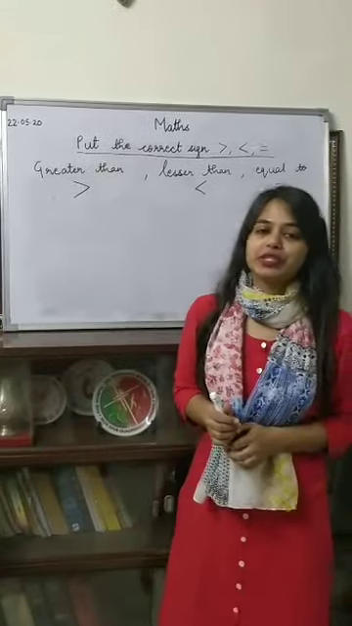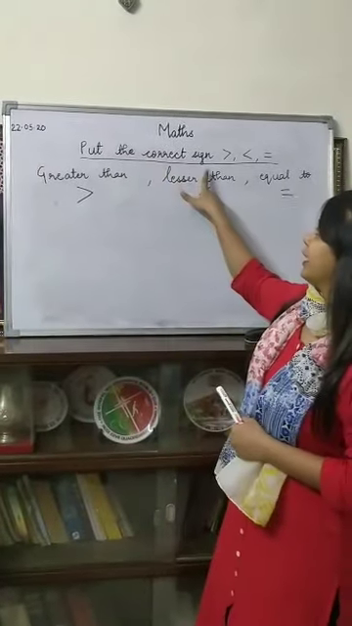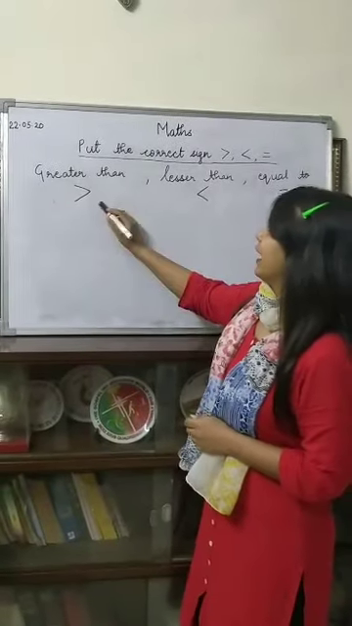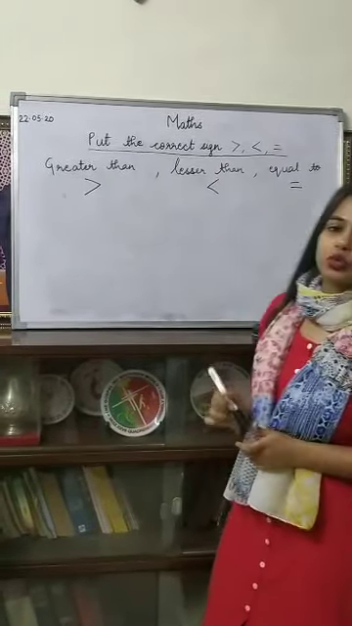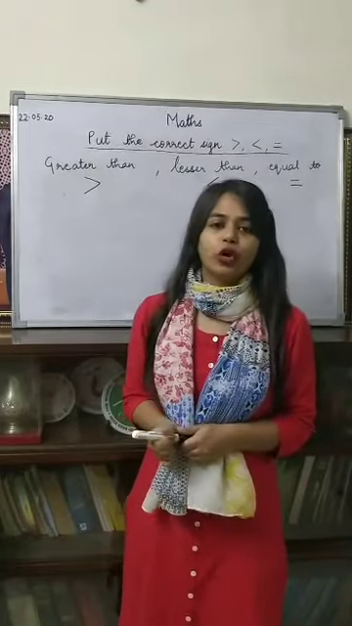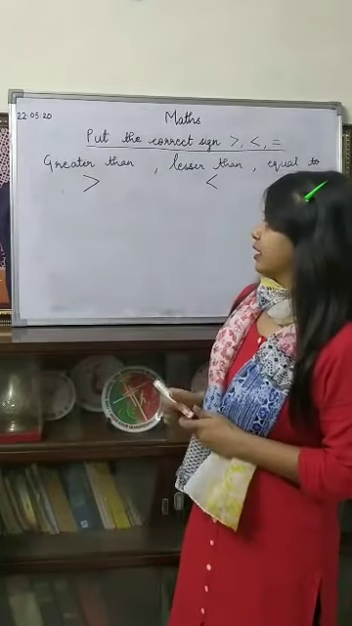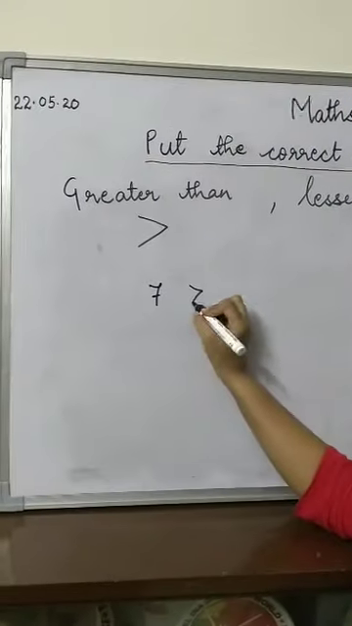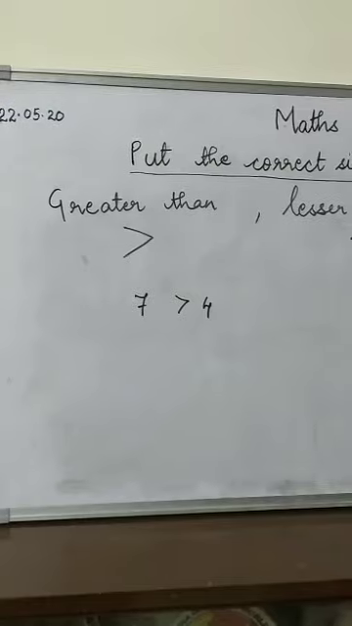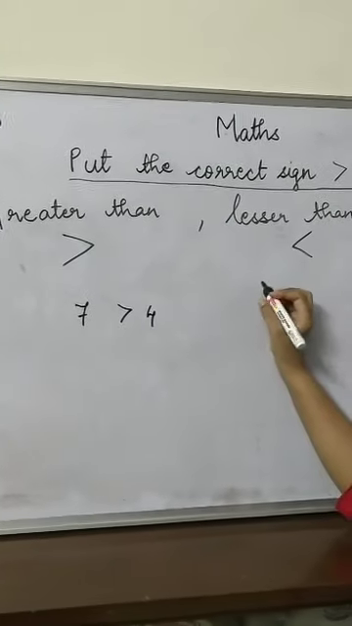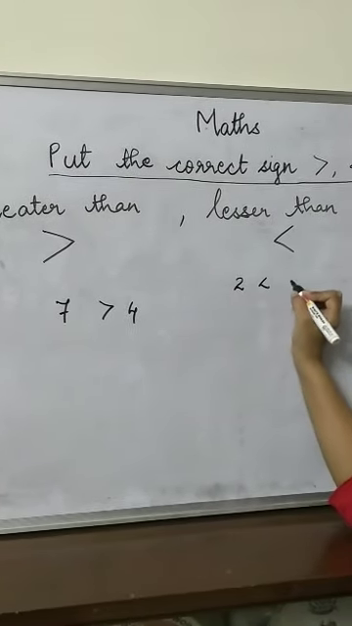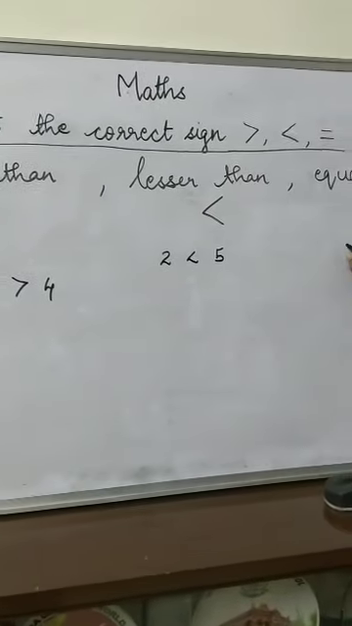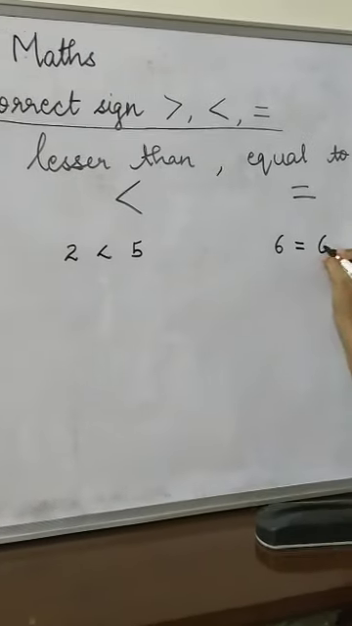So today I'm going to start a new topic, that is put the correct sign. I hope you all have studied this before. This is the greater than, lesser than and equal to sign. I know you all have previously studied that, for example, 7 is greater than 4, right? If I say lesser than, 2 is lesser than 5, and equal to, 6 is equal to 6.